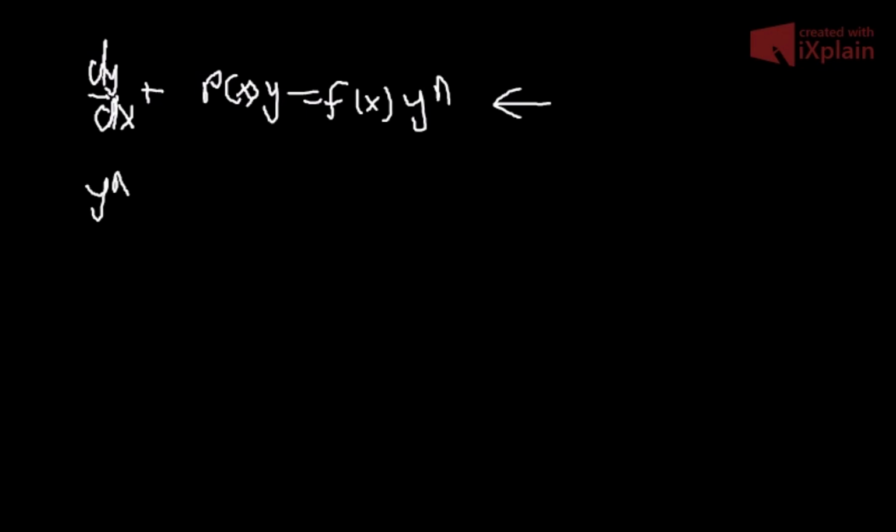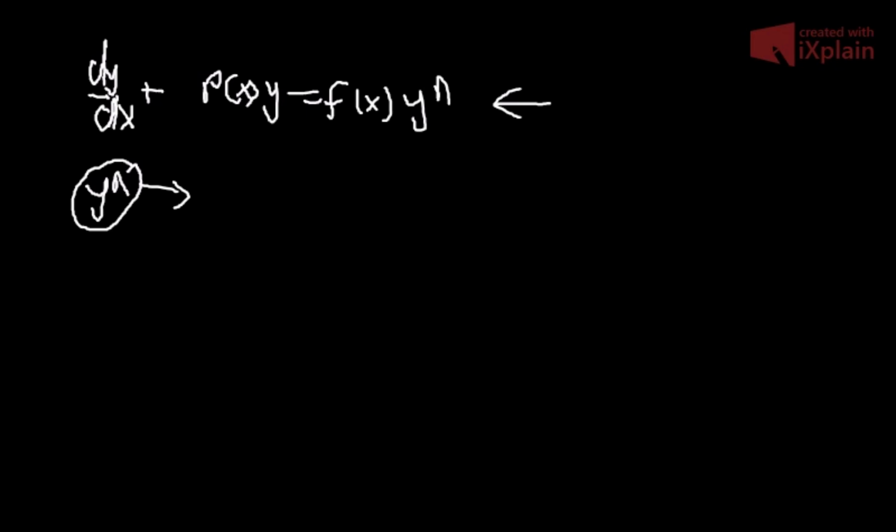y to the power n is the only thing that makes the standard form of Bernoulli different from the standard form of linear. But it is easy to deal with Bernoulli because the only thing we need to do first, when dealing with such a question, is to make sure that we convert the equation from Bernoulli standard form to linear standard form. Right.